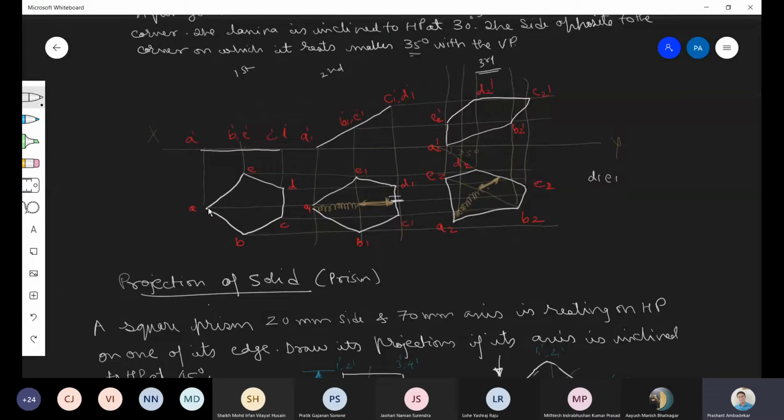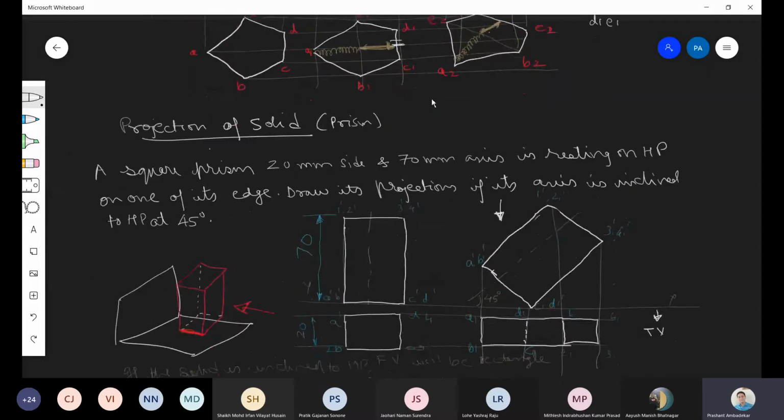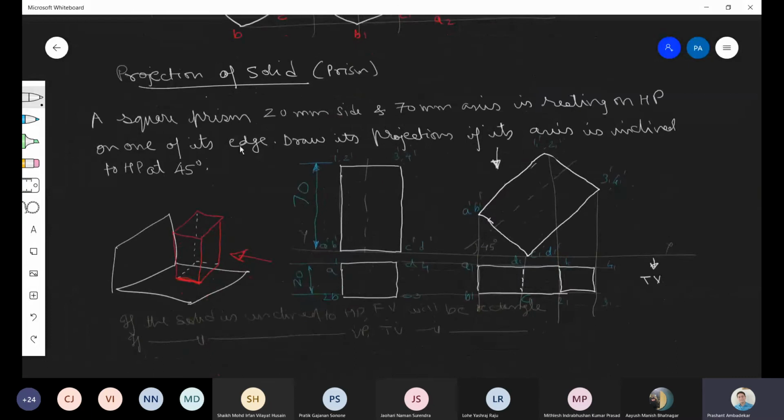Can you see this? A is a corner. But if it is resting here, then this is what? Edge. This is edge and this is corner. Similarly, in the case of the prism, it is mentioned that it is resting on one of its edges on the HP. So since it is resting on an edge on the HP, it means it is inclined to HP.